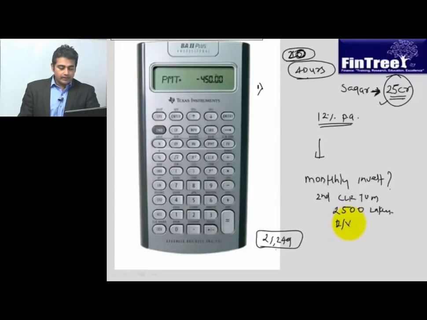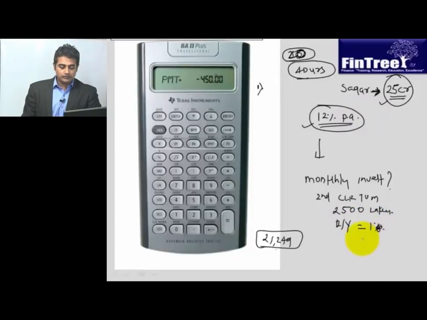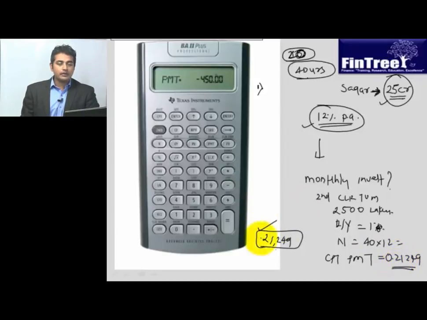Then what would be your IY? Now this is 12% per annum. They have not said whether it's monthly compounding or quarterly or annually. So what do we assume? If the investments are monthly, you have to assume that compounding is monthly. So in this case, since you would be making an investment every month, you have to assume that the amount would be compounded monthly, and therefore 12% per annum is the interest rate, but IY would be 1. And what would be your N? 40 into 12. And then you would say compute payment, and your answer would be 0.21249, and you would have to multiply this with 1 lakh so that it would get you 21,249. Are we good to move on? Okay.